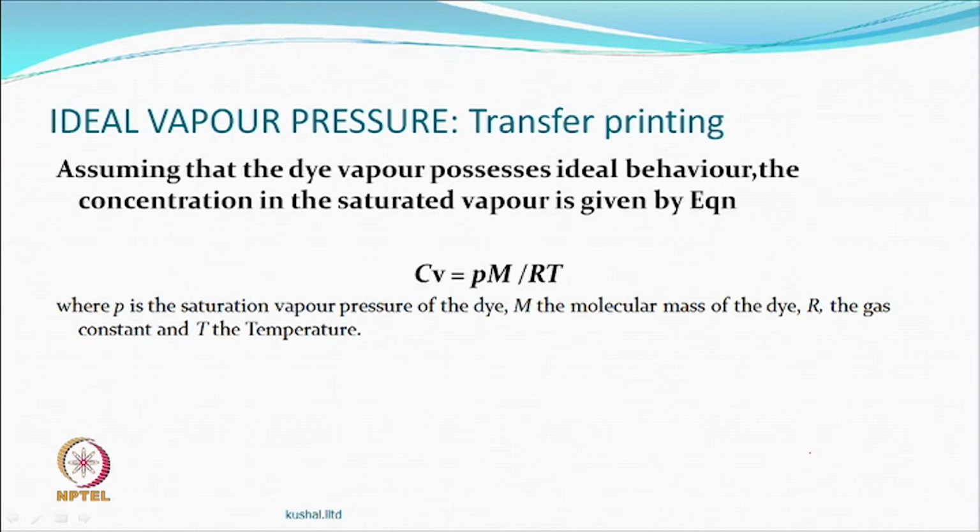So, simple relationship, the concentration of the dye in the vapor form will be related to the partial pressure or the saturation vapor pressure, that obviously is indirectly dependent on the rate at which this can be evaporated, the sublimation rate. The molecular mass, it is a gas, therefore, R and T are becoming important. The T, remember, is going to be an absolute temperature and not degrees centigrade.